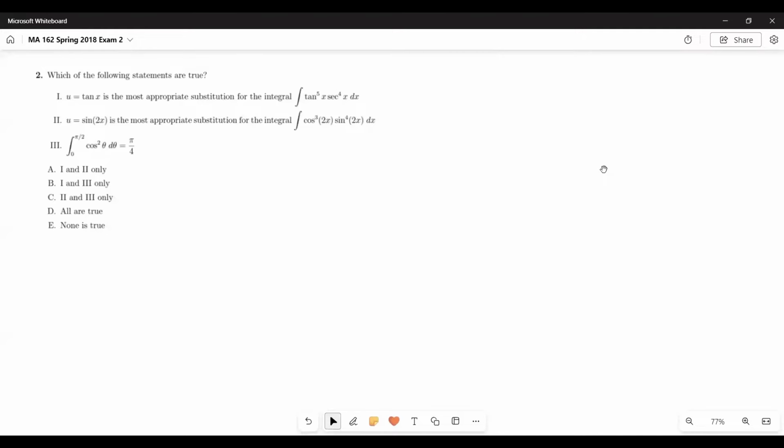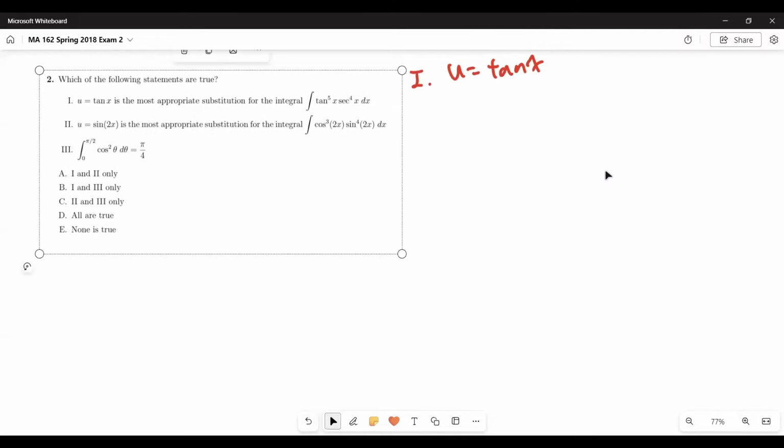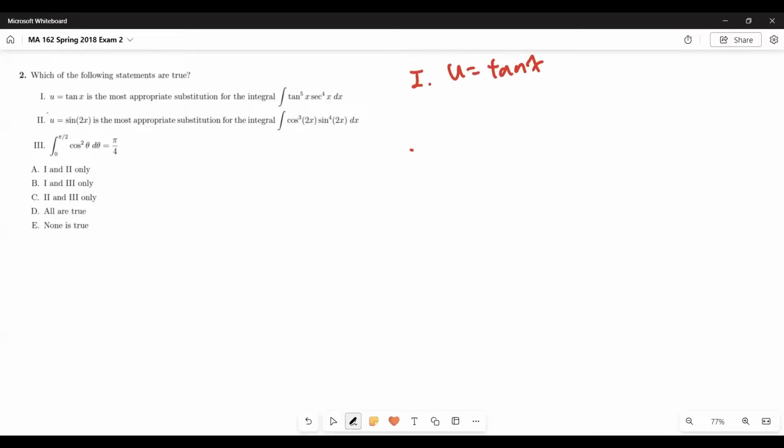Okay, so this question asks which of the following statements are true. Let's just look at the first one: u equals tangent x is the most appropriate substitution. Since tangent is odd, it'll make sense for this question. If you look at the past exam archive solution, it is both true and false. So if you want to think this one is true, go for it, but it can be false according to the exam solution. But either way, it doesn't really matter, because I'm going to show you how to solve it. But if you don't think it's true, that's fine, because the answer is both C and D.